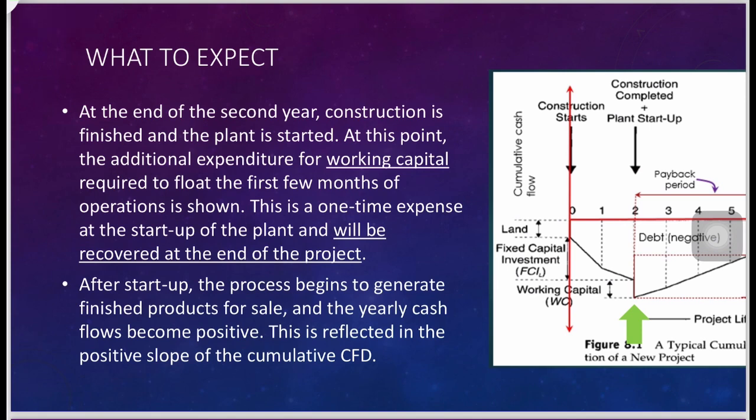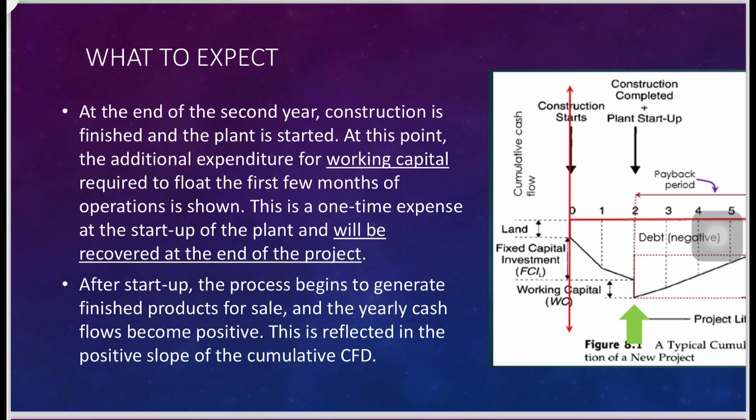Then, as you can see, at the end of the second year, construction is already finished and the plant is started. At this point, the additional expenditure for working capital required to float the first few months of operations is shown. So mga cost or purchases that are needed to start the plant. Usually mga materials, the first materials that will be used. Those are part of the working capital. This is a one-time expense at the startup of the plant and will be recovered at the end of the project.